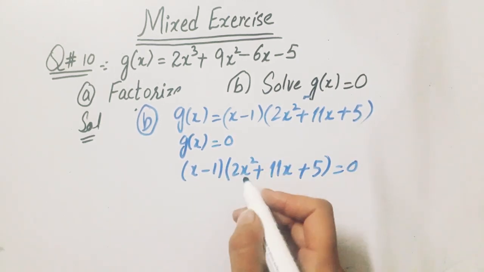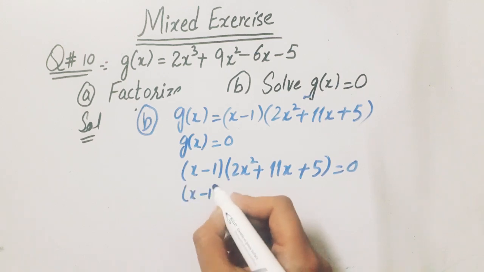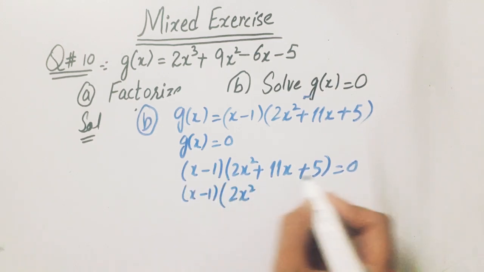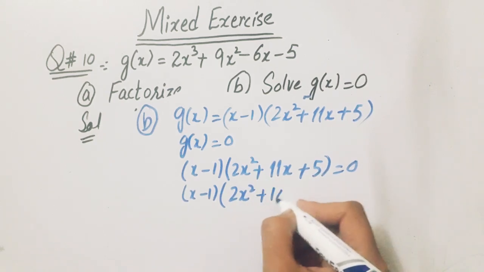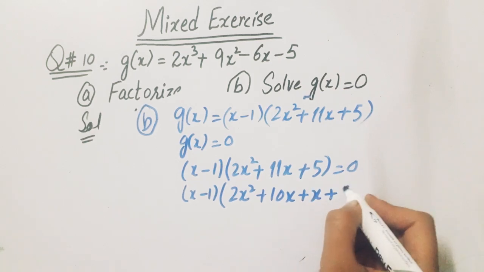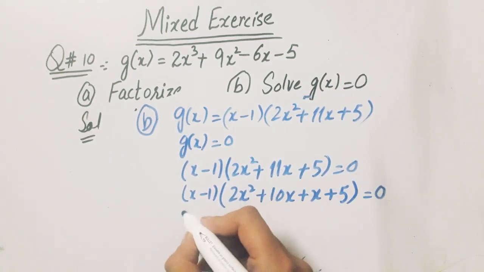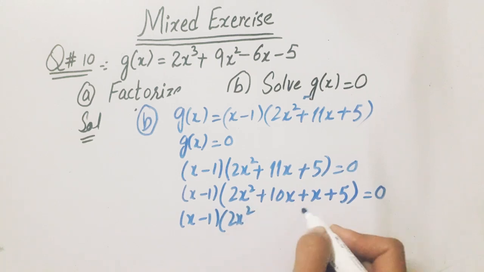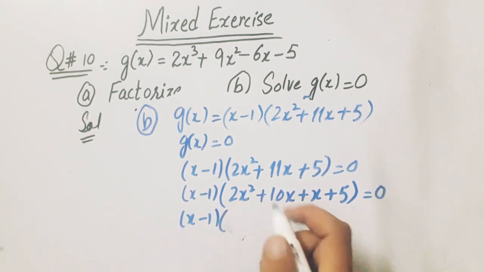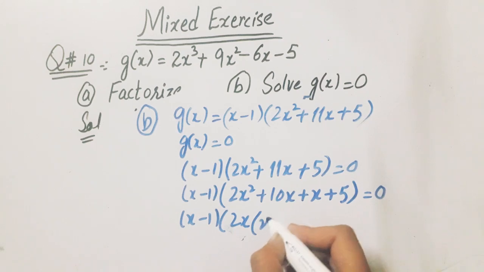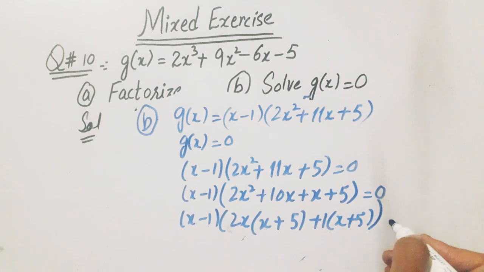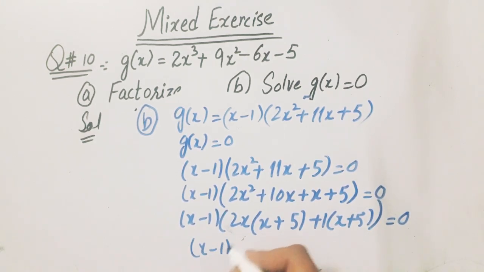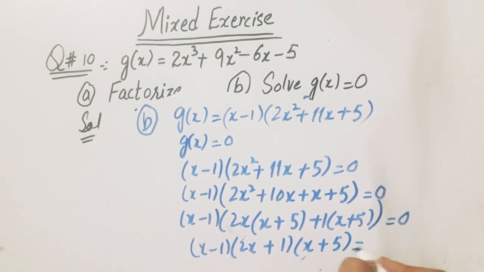Now we will factorize this. x minus 1 into 2x square plus 11x plus 5: make the factors of 10. 2 into 5 is 10 such that when they are added they give 11. So 10x plus x plus 5. So x minus 1 into 2x square. First of all, take the common 2x from this. You will get x plus 5, and take plus 1 common, the remaining is x plus 5, which is equal to 0. So x minus 1 into 2x plus 1 into x plus 5, and this is equal to 0.